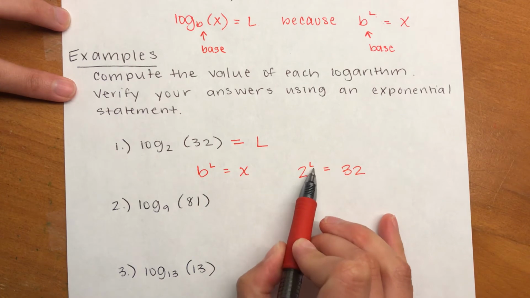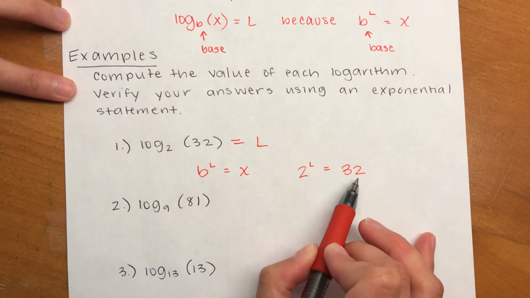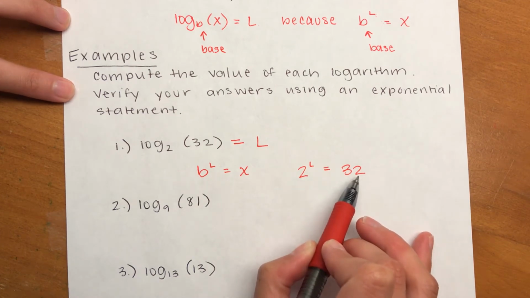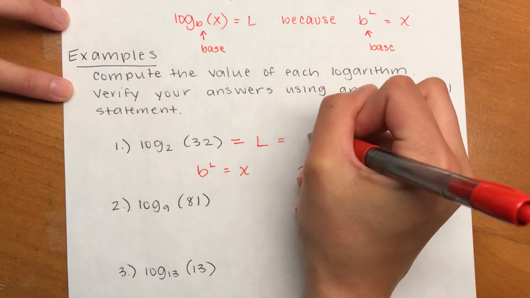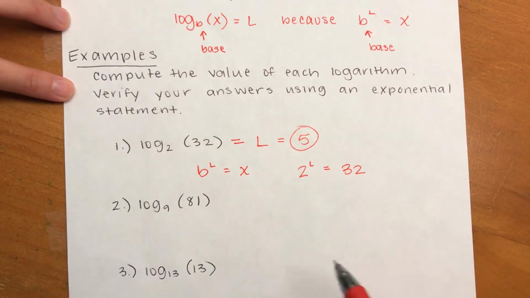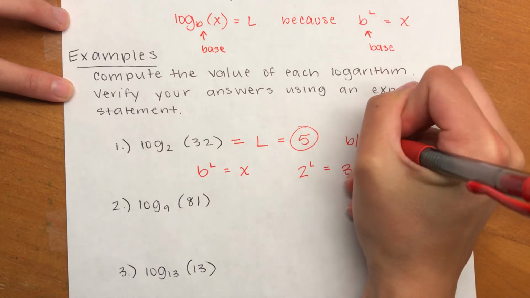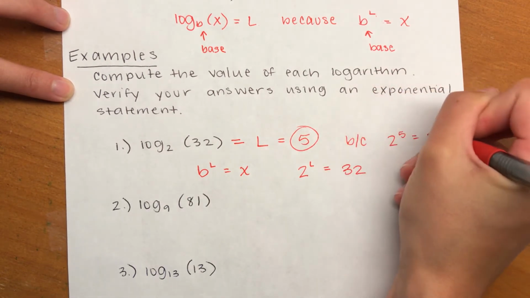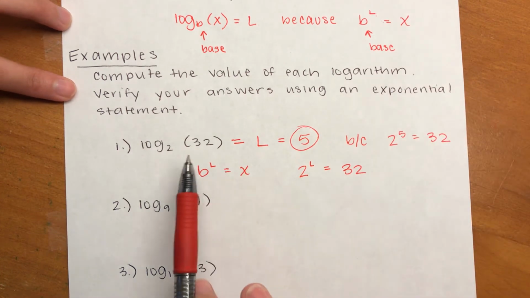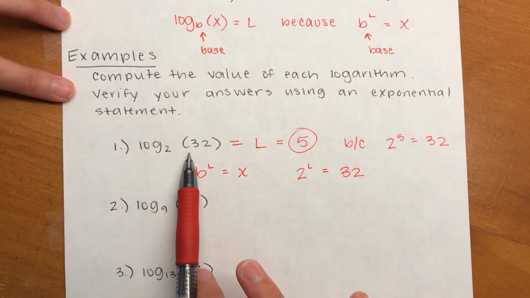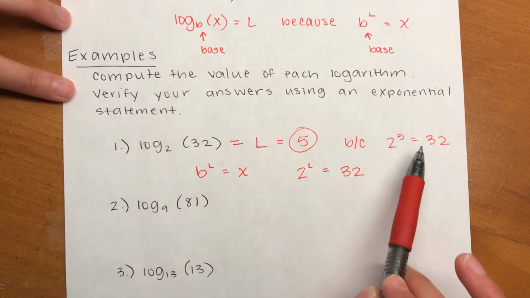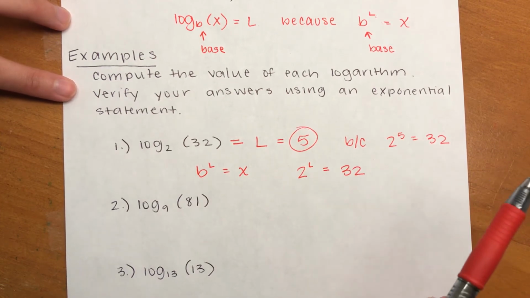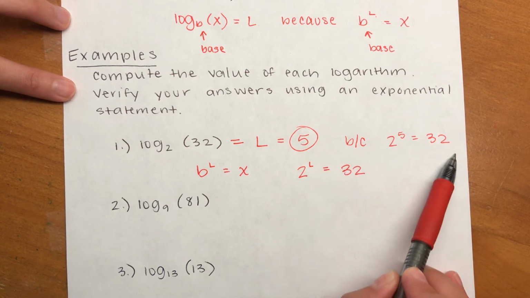And 2 to what power equals 32? From our do now, we know that this L has to be 5, because 2 to the 5th equals 32. So we say log base 2 of 32 equals 5 because 2 to the 5th equals 32. I call this my because statement. That's my exponential equation.